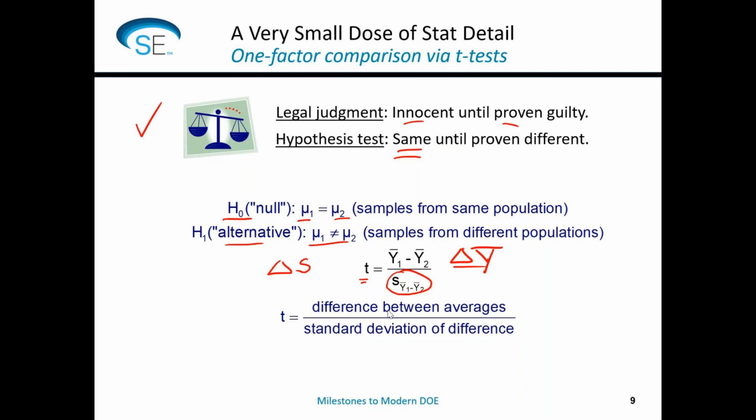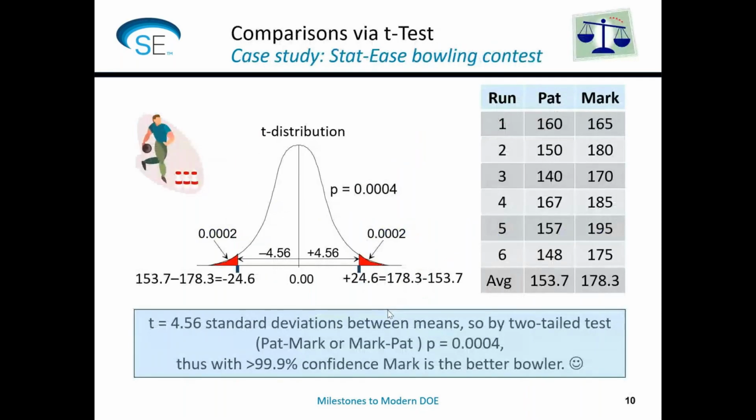And you can get t-testing done with Stat-Ease software. If you know where to look for it, you'll find it just through a simple comparative experiment. And so this is an example of a t-test that is done using our software.